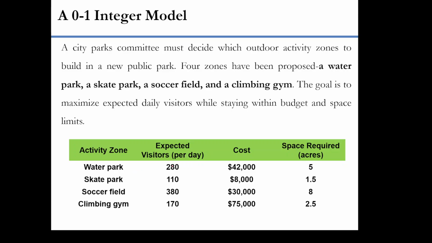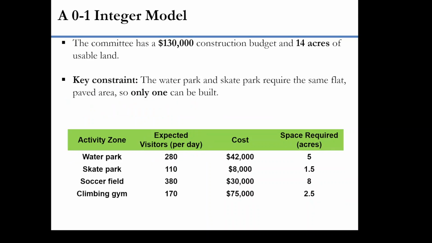Each option has some expected visitors. This is the cost, and this is the space required for the water park, and similarly we have it for the skate park, soccer field, and the climbing gym. And the goal is to maximize the expected daily visitors. So this is a maximization problem, and we have to maximize the daily visitors for this park. So there are two constraints here.